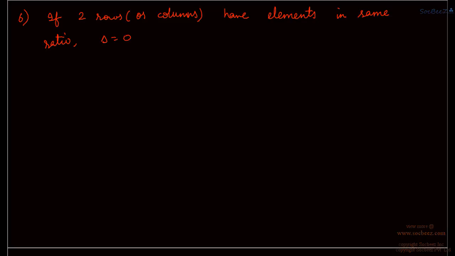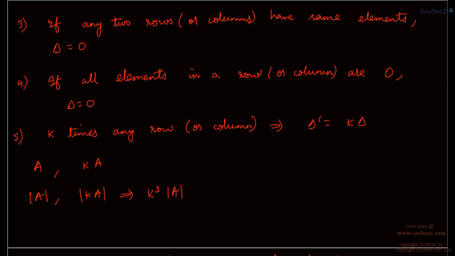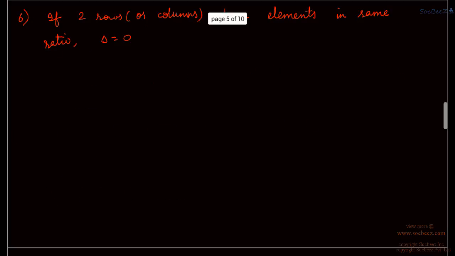Once I take that common, I reduce to a determinant which has the first and second row exactly the same, right? And from the third property, we see that if any two rows have the same elements, the determinant is 0. So that is how we use these two properties to derive another property such that the determinant is again 0. Now this property can be further used to make a very important property which is generally used in solving determinants.